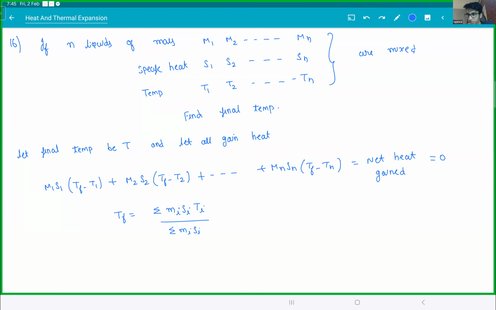This is under the assumption that none of the liquids are vaporizing, right? We are assuming it's in the liquid form only. There is no phase change as such. Clear?